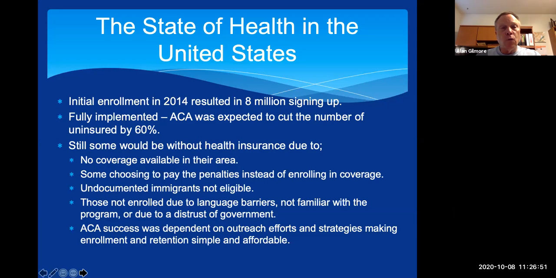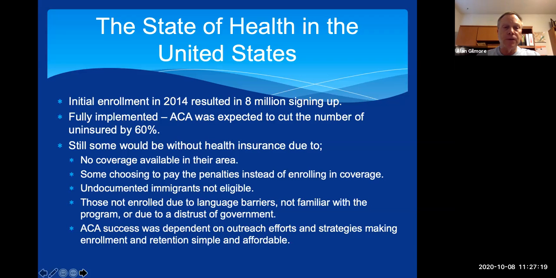So the initial enrollment in 2014 resulted in 8 million people signing up across the country for whatever their individual state's version was of the Affordable Care Act. Again, in California, it was identified as Covered California. When fully implemented, the Affordable Care Act was expected to cut the number of uninsured by 60%.